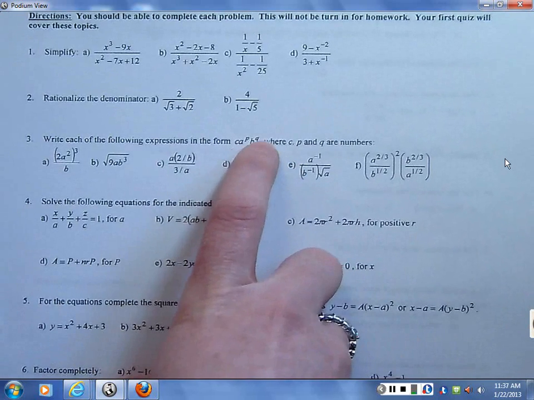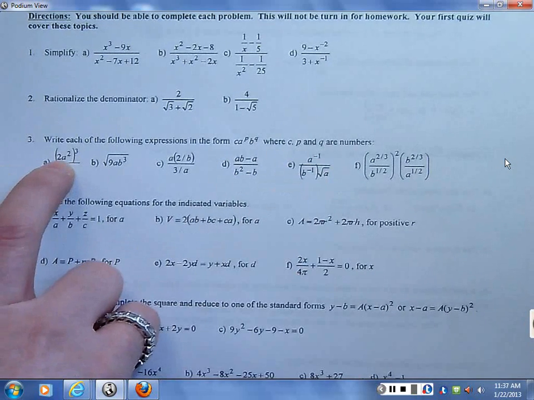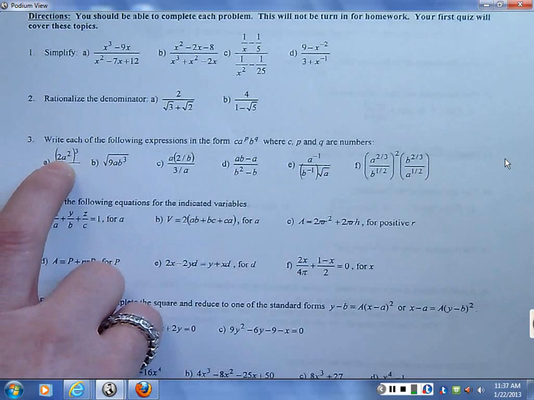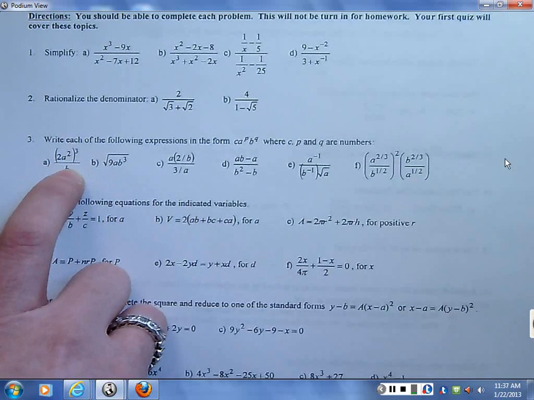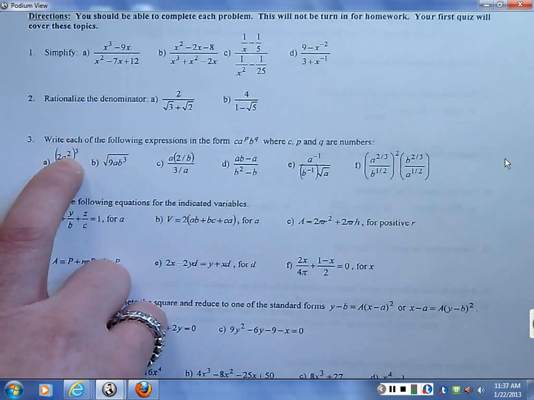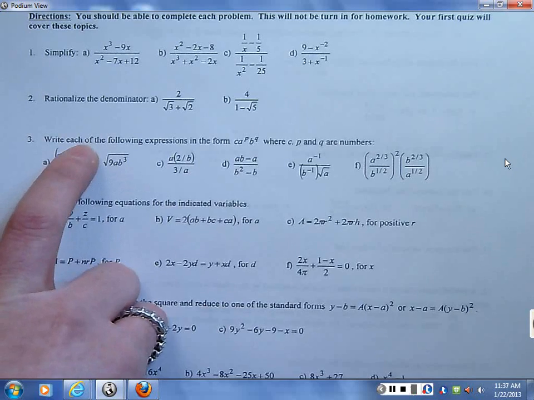b to the q, where p and q are numbers. So the constant here would be 2 cubed, so 8. And then what's a squared cubed? A to the 6, right? That's a squared times a squared times a squared. Or you know when you take an exponent to a power, you multiply the exponents.